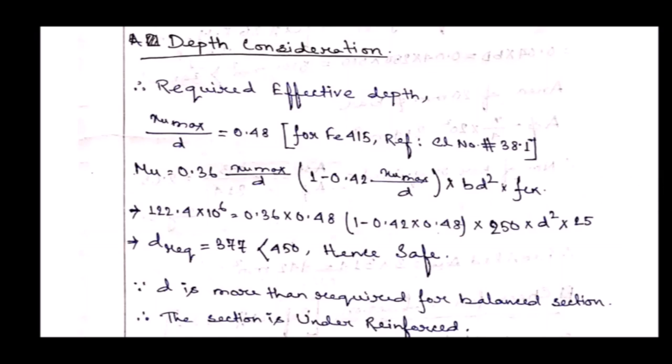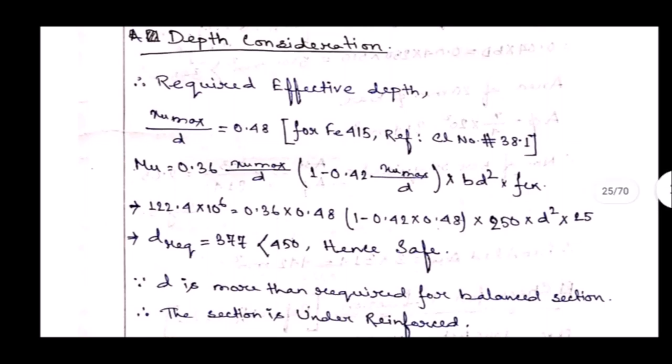So now the value of Mu we know, just put the value: 122.4 multiplied by 10 to the power 6 equals 0.36, and the value for Xu max by d is 0.48, within bracket 1 minus 0.42 multiplied by 0.48, that is the value of Xu max by d, bracket close, multiplied by assumed b, that is 250. Now we have to find the required depth from this equation. So d is unknown here, multiplied by 25, that is fck. From this equation, the required depth, d required, is equal to 377.